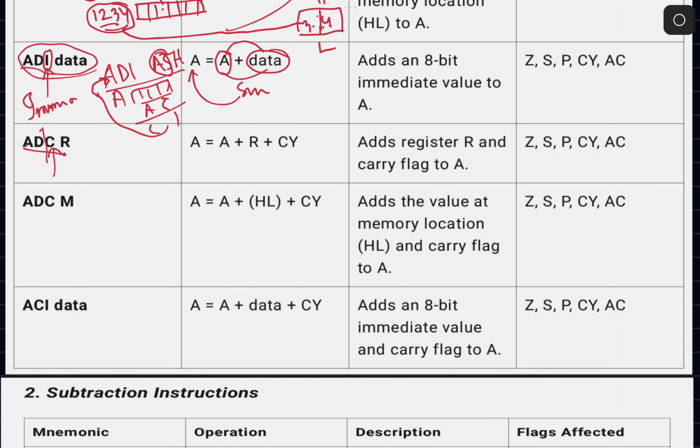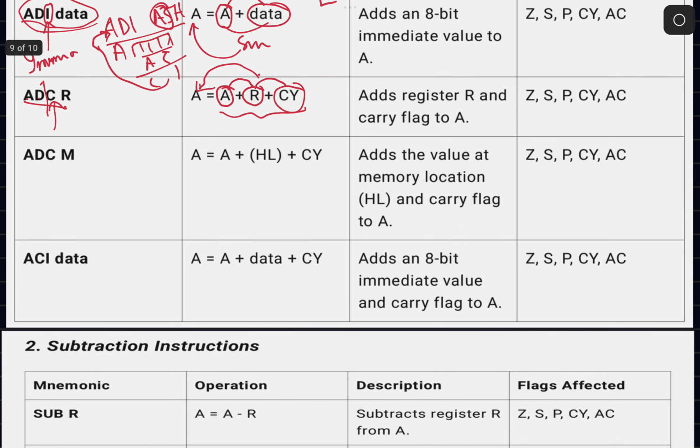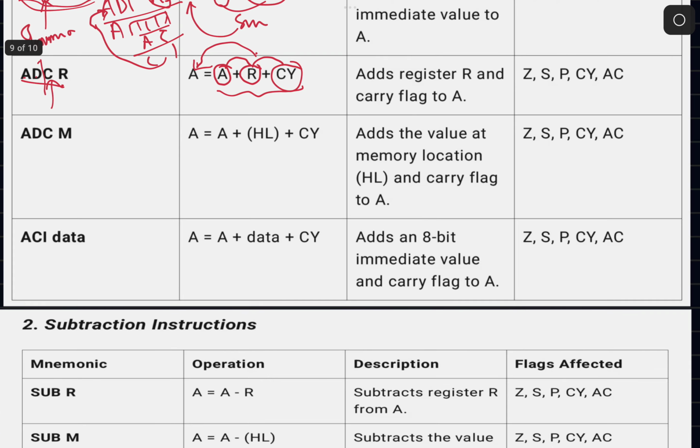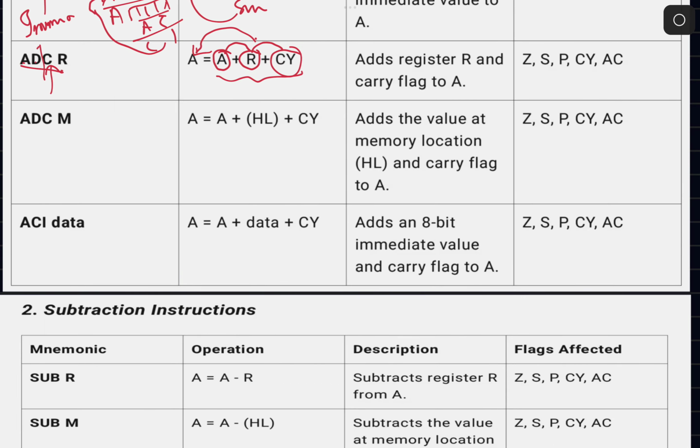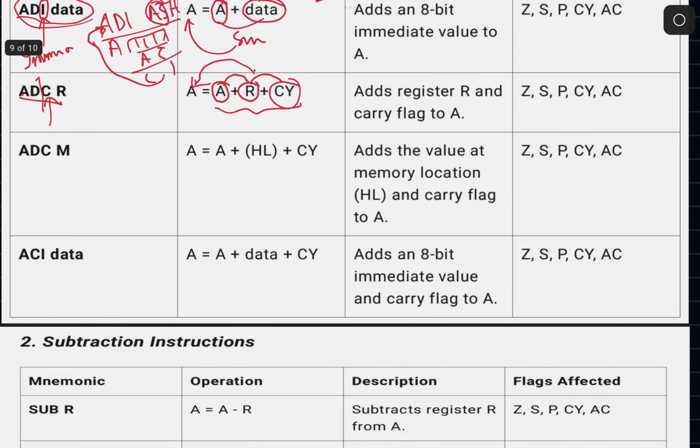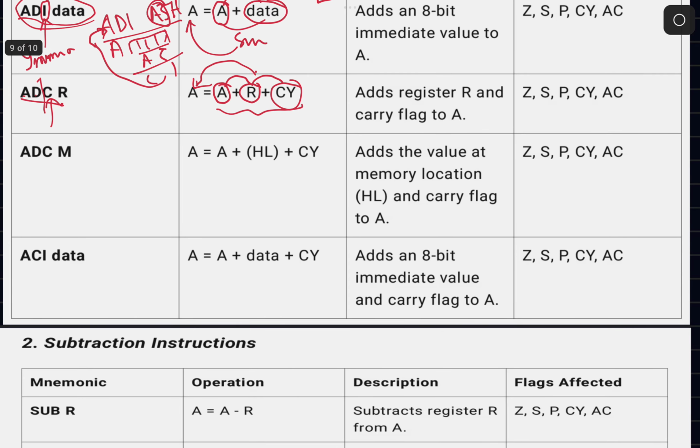So what this instruction is doing is that the content of the accumulator is added with the content of the register, which is provided in the instruction. And on top of that, we have to consider the carry flag also. Okay, so all these things will add up, and the sum will be stored in the accumulator. We have to know that the accumulator is the default register for storing data.